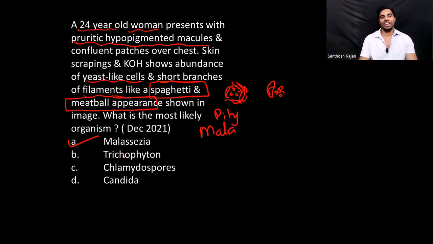Malassezia furfur. Trichophyton or Chlamydia, but there's no link at all. Not even Trichophyton, which causes dermatophytic infection, not this one. This is the typical finding. Pruritic hypopigmented macules will come in the Pitti Mala, Malassezia furfur. Now let's talk about it more.